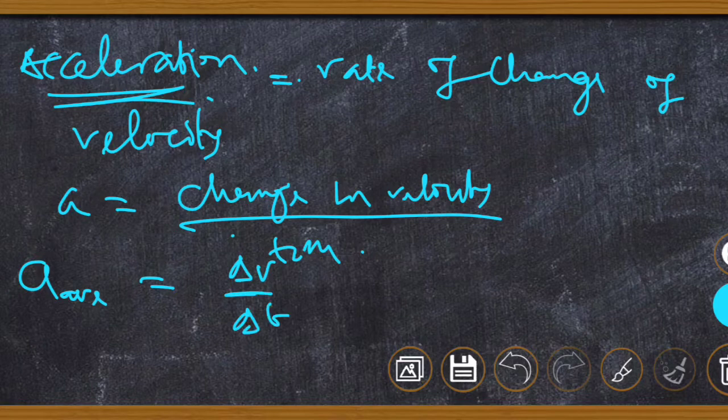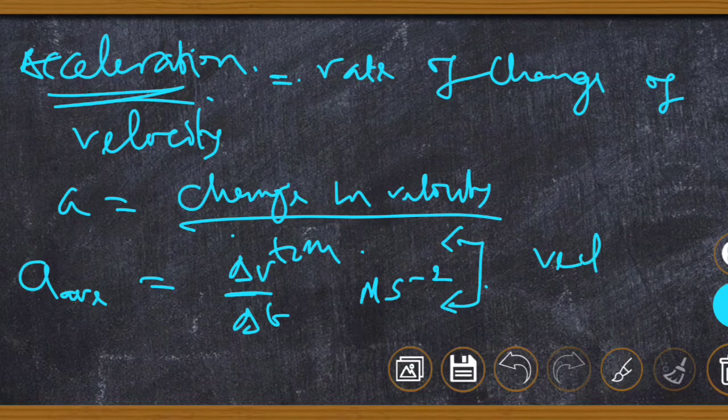Now, note something about the unit of acceleration. The unit of acceleration is meter per second squared. That is our unit of acceleration. And also take note that this acceleration is a vector quantity. And again, note that the average acceleration only depends on the initial and the final point of the body.